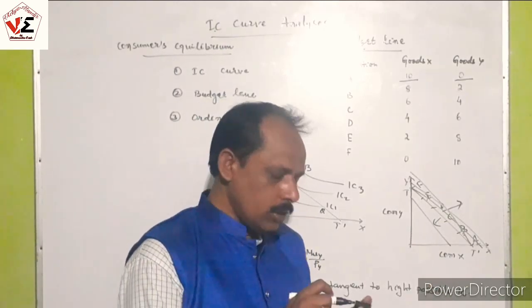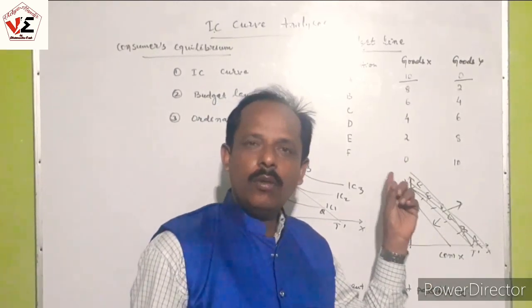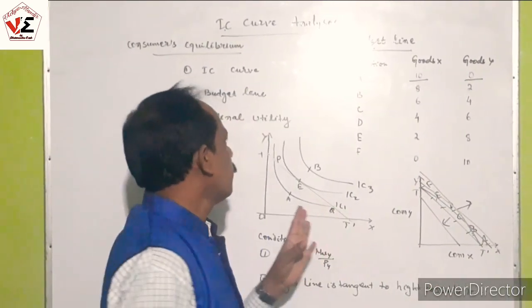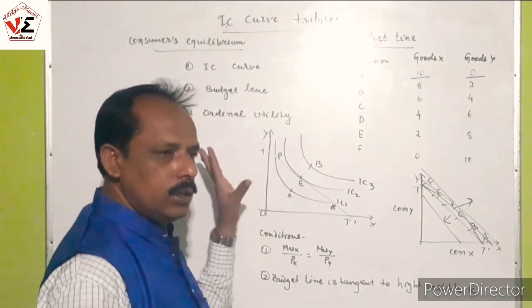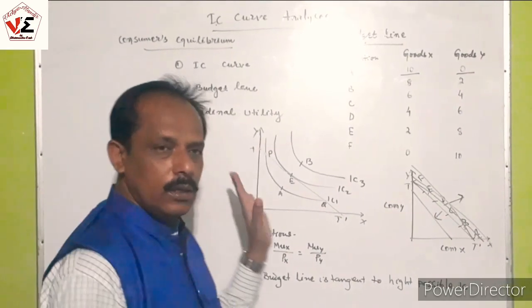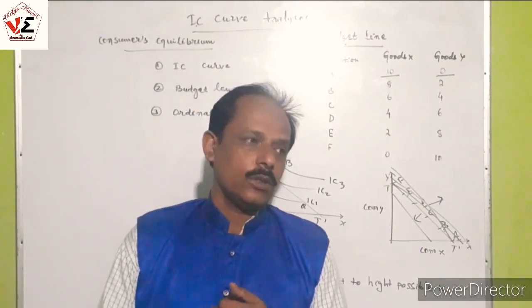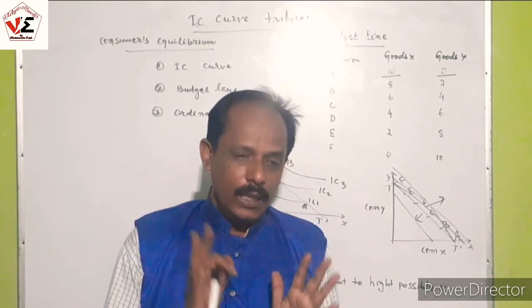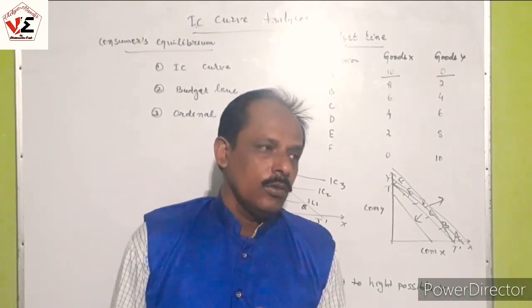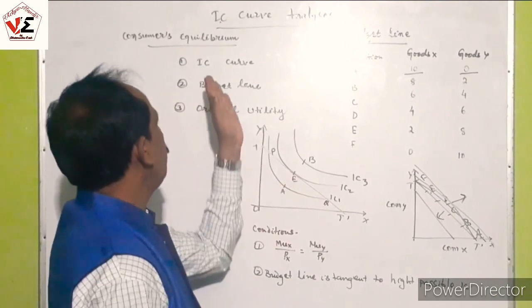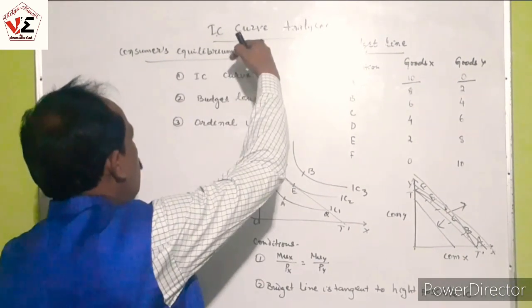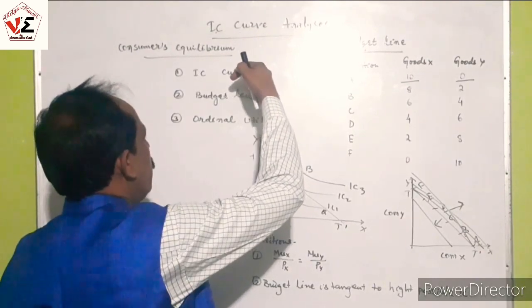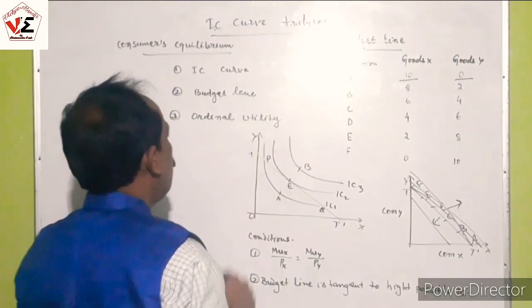So let us first discuss the necessity of the budget line to come into consumer equilibrium. So what is consumer equilibrium? Consumer equilibrium is the point where the consumer gets the optimum satisfaction. The consumer gets optimum satisfaction with the help of the budget line and indifference curve. So before going to consumer equilibrium, we have to discuss the indifference curve, budget line, and ordinal utility.